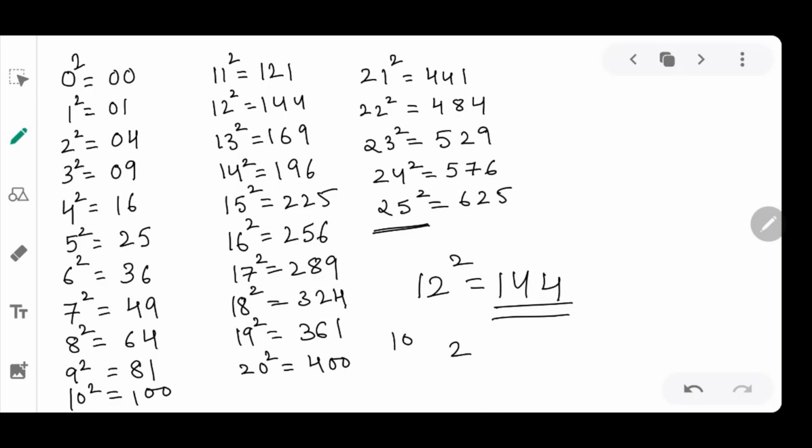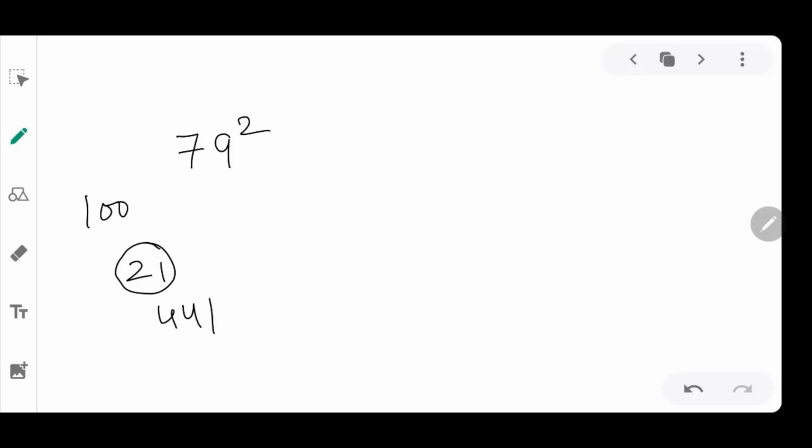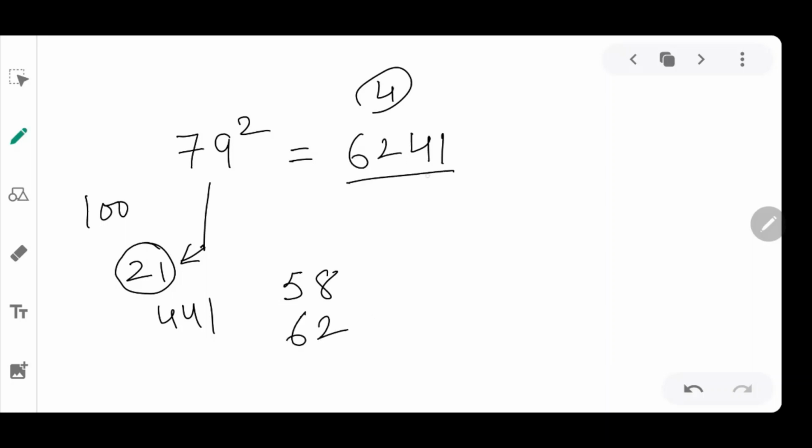Okay. Now what is the benefit when you know the values of these 25 squares? We will see. For example, let's take 79 square. We want to calculate the square of 79. The base of 79 is 100. How much is it less than 100? 21. Now if we know the square of 21, which is 441, I know the last two digits of this answer will be 41, and 4 will be a carry. 79 minus 21 you have to do. 79 minus 21 will give you 58. 58 plus 4 will give you 62. So 6241 is the answer.